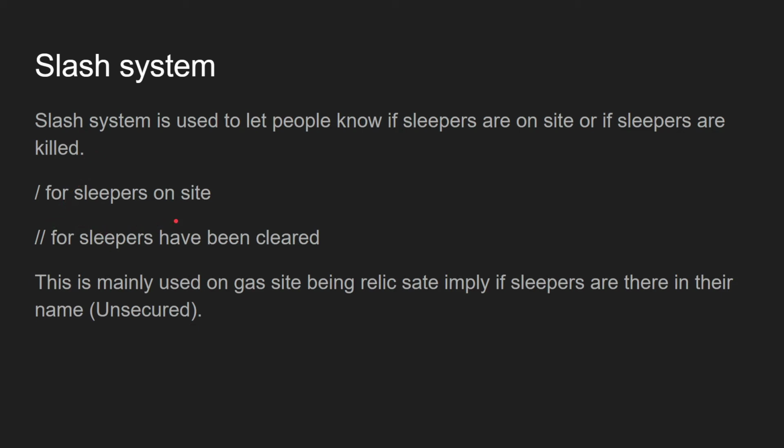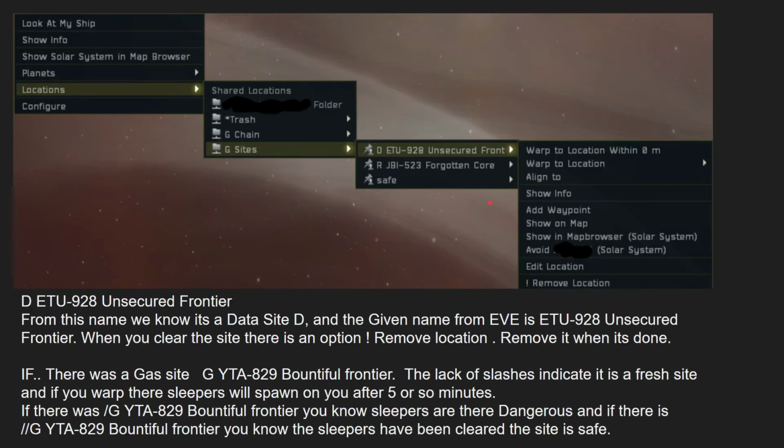If you go to a gas site and you're huffing, and sleepers spawn on you and you have to warp out, go to the location, edit it, and add a slash. This will let everyone know that this site has been triggered. This site has not yet been triggered. This site, which is being covered right now, has been triggered.